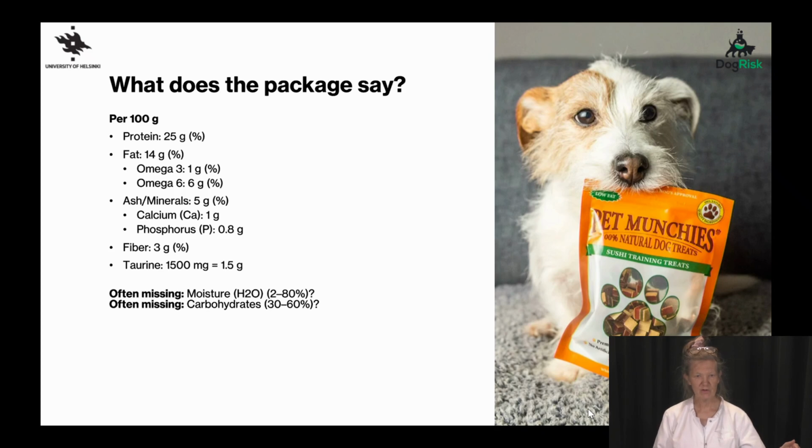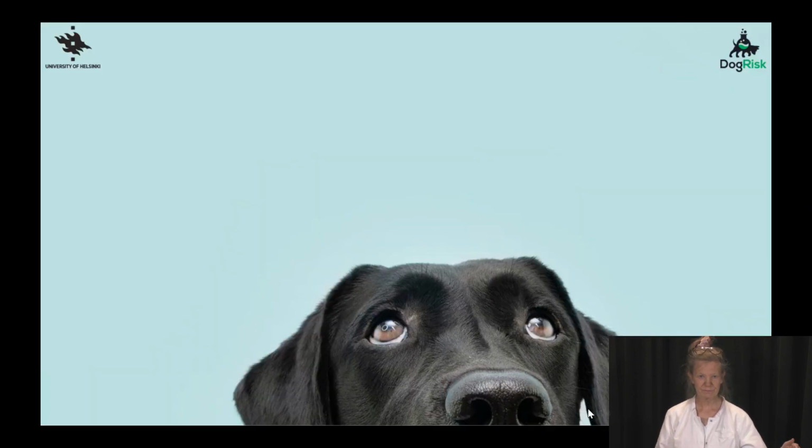So what is usually missing on these ingredient lists? We usually do not have moisture and carbohydrates. Moisture is something that we are evaluating from known sources. Carbohydrates is something that we are going to count.